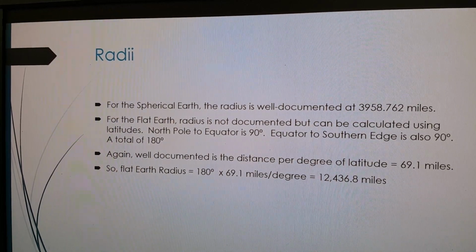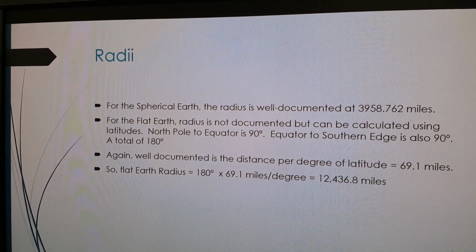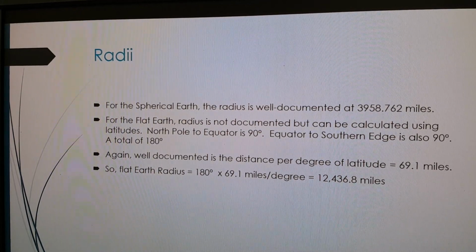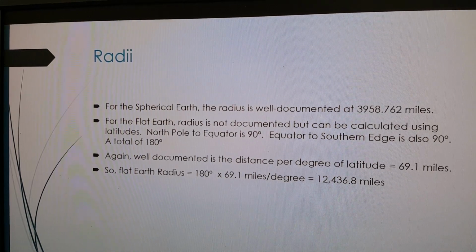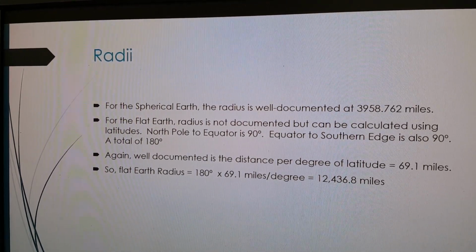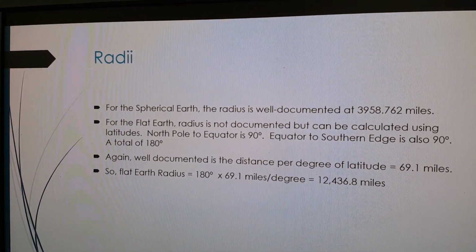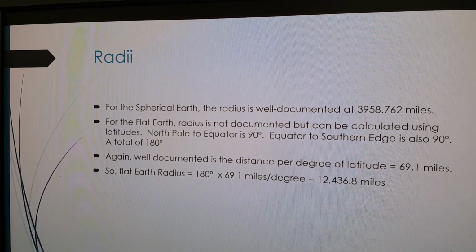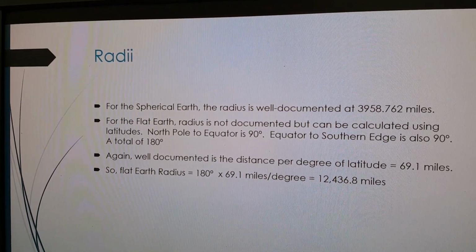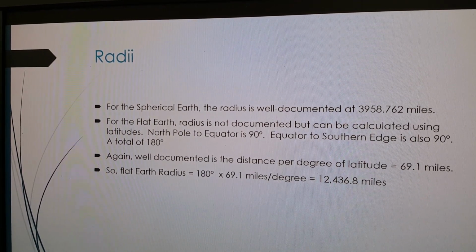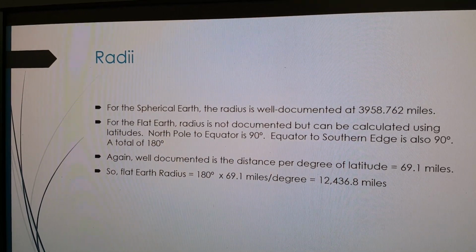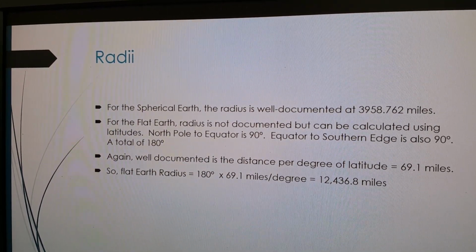There are no documents about how big the flat Earth is, but we can calculate it using the latitudes. We know that the North Pole is 90 degrees, the equator is 0 degrees, so that's a total of 90 degrees. Then the equator, again, 0 degrees. The southern edge, whatever you want to call it, is also 90 degrees. So that gives us a total of 180 degrees.